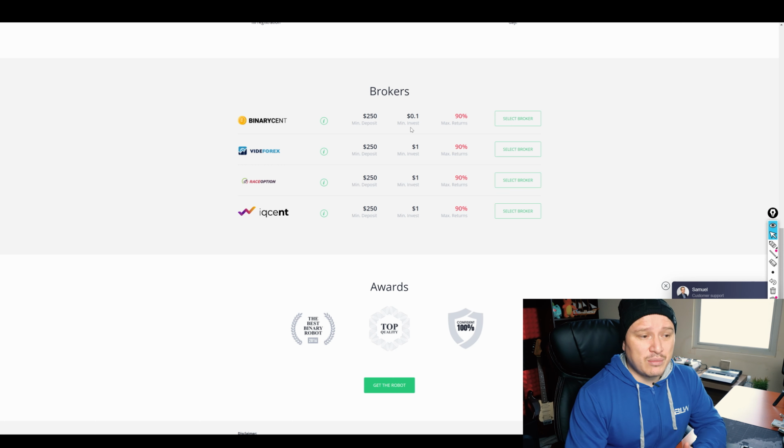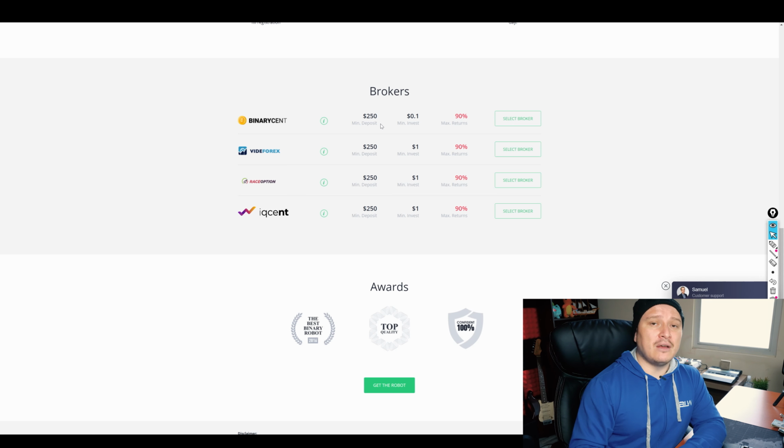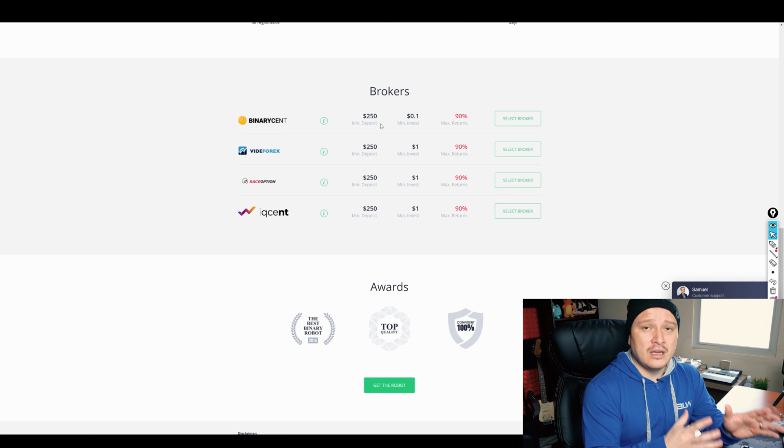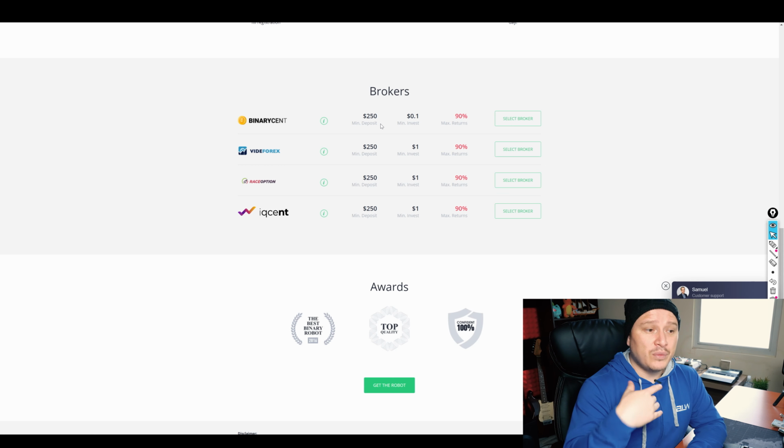Now, as you can see, the minimum investment in the brokers is 1 cent for Binary Send and $1 for the other brokers. The minimum deposit, if you want to use BinBot Pro, is $250. Now, if you open your account independently with the broker, then your deposit will be different in some locations. But if you want to use this specific software, you do need to deposit at least $250.